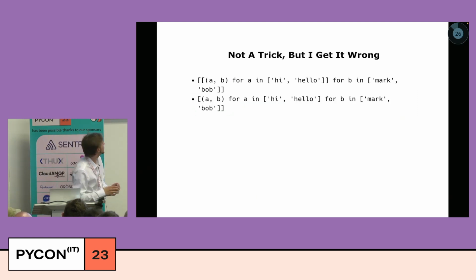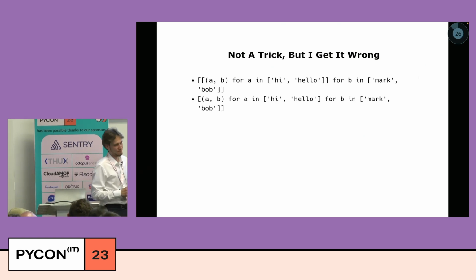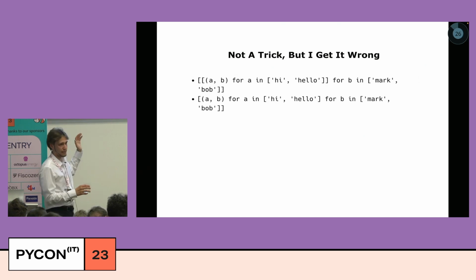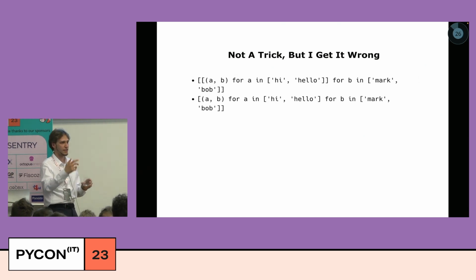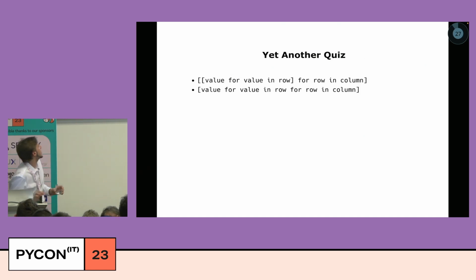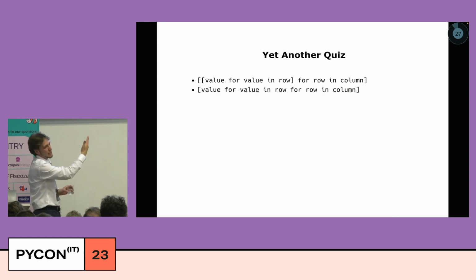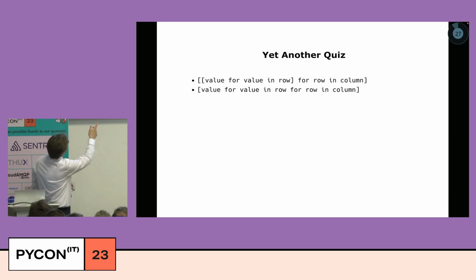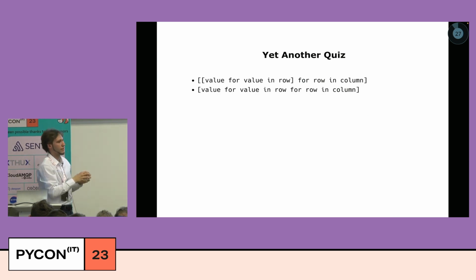Now we get to things that are not as tricky, but I still get them wrong. This is nested comprehensions, so a comprehension inside of a comprehension. You would expect that stuff like this basically behaves the same. Just to say it very quickly: of course, the first one is going to get you a list of lists, whereas the second one is just going to give you one list.